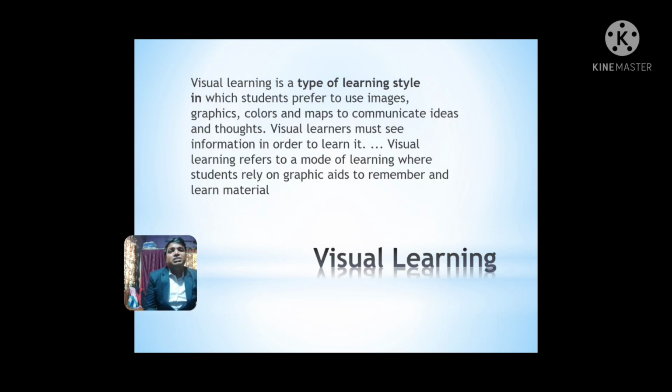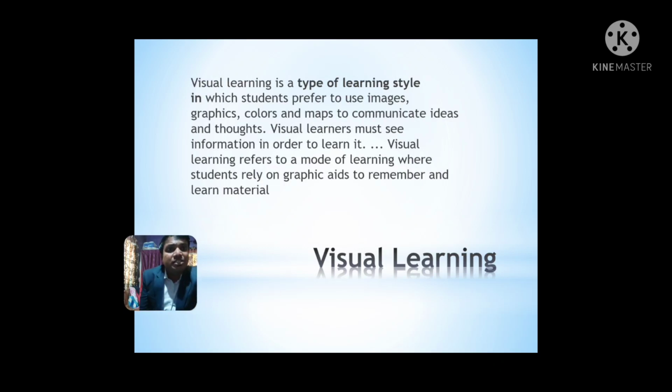So a visual learner must see the information in order to learn it. Visual learning refers to a mode of learning where students rely on graphics to remember the learned materials. We have discussed that Byju's is the best example of visual learning. Sometimes we have seen that the things which we have seen remain in our memory for a long time. So this is the best style of learning, visual learning.